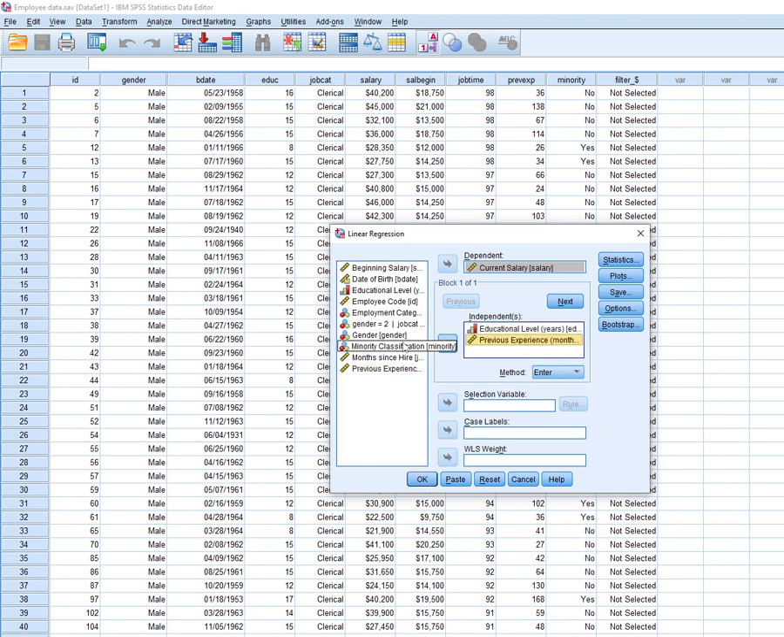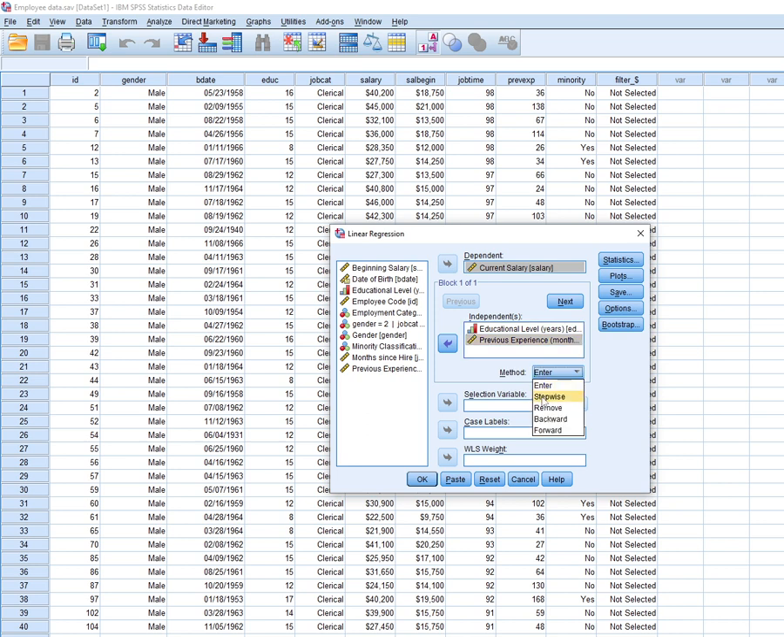Of course, I think you remember that previous experience is measured in years, and this is where it comes in handy, so that you don't tell people you have 144 months of experience. It's better when you report in years instead of months.